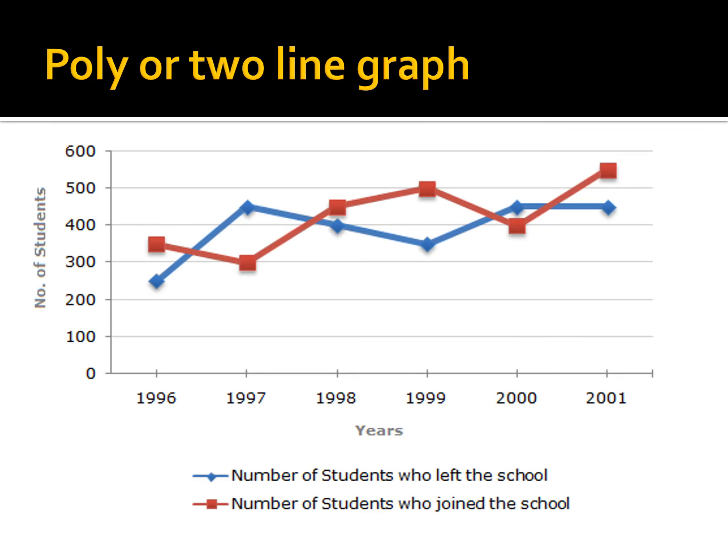Another type of your task 1 can be a polyline graph, or we can simplify it by saying two-line graph. If you can see it here, there are number of students in our y-axis and there are dates mentioned. Now these two lines actually signify: the blue line signifies number of students who left the school.